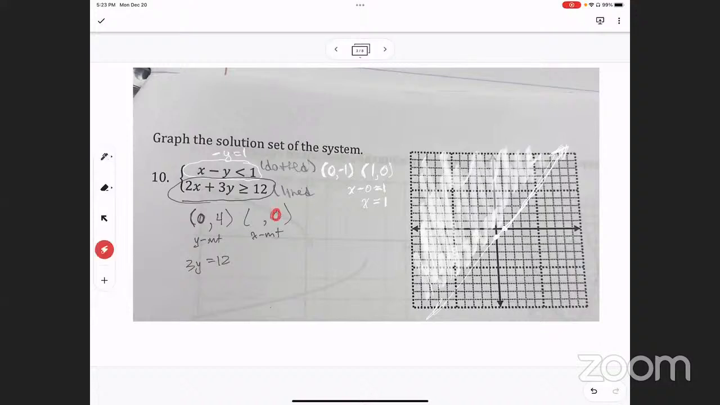Now I'm plugging 0 in for what? A Y. And that's gone. So what's X equal? 6. There you go. See how you do it? See what I'm talking about? That's how I like to do those problems. So (0, 4) is up here, and (6, 0) is over here.